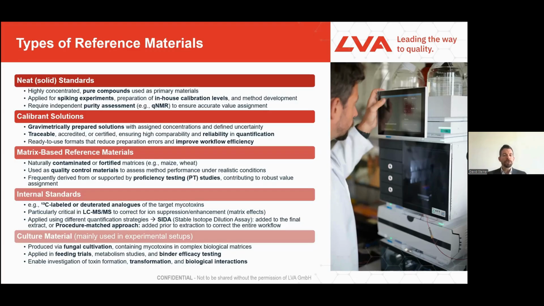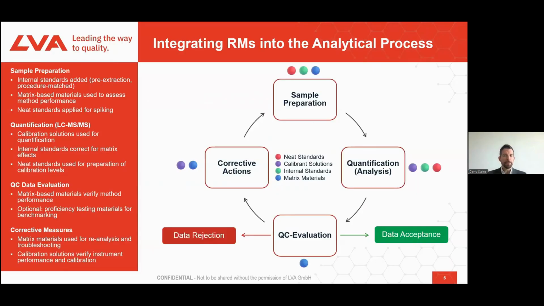So overall, each of these material types addresses a different part of the analytical challenge. And only by combining them can we really ensure a robust and reliable workflow. Typically, this workflow starts with the sample preparation. At this stage, internal standards can be added prior to extraction to correct for extraction losses and matrix effects.